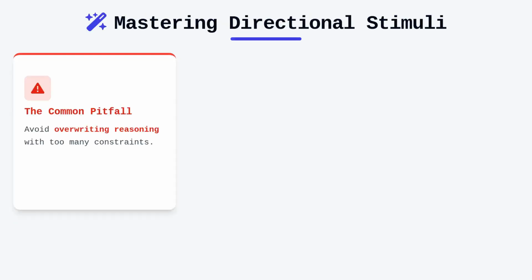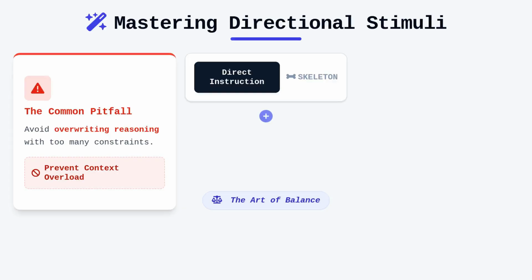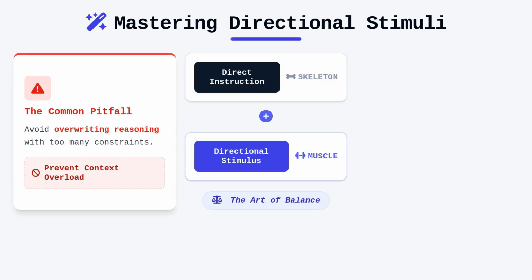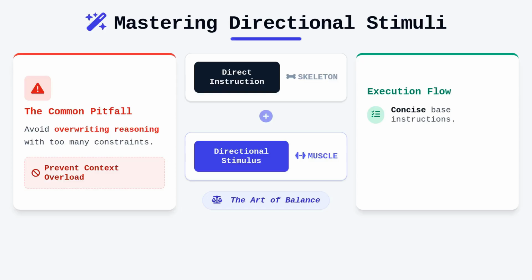One of the most common pitfalls when applying directional stimuli is the tendency to overwrite the model's internal reasoning with too many constraints, which negates the benefit of the nudge. You must practice the fine art of balancing subtle hints with direct instructions to achieve maximum impact without overloading the context window. Think of a direct instruction as the structural skeleton of your prompt, whereas the directional stimulus acts as the muscle that provides the desired tone and domain-specific depth. If the task is complex, start with a clear, concise instruction set, and then embed your directional cues near the start of the prompt to prime the model for the specific output style required.